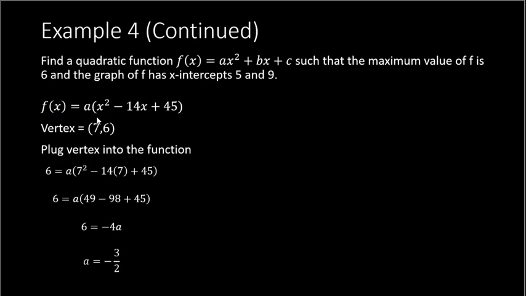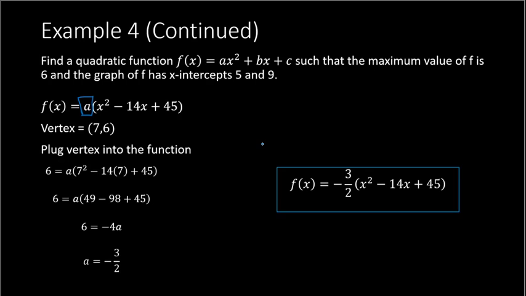So right here in for a, this is negative 3 over 2. When you plug that in, we now have f of x equals negative 3 over 2 times parentheses x squared minus 14x plus 45. So this would be our function. And if you wanted to, you could distribute. That would be fine as well. It just depends on how you want to write your final answer.